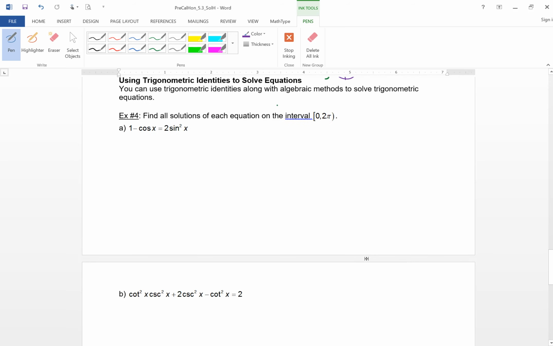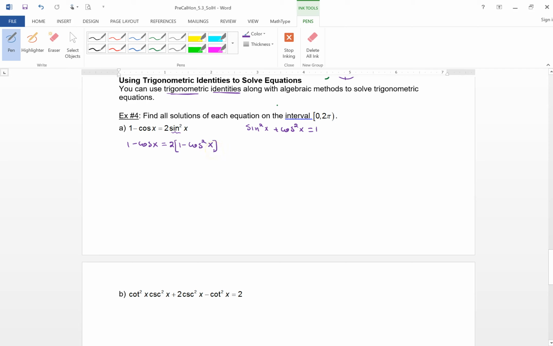Here are some more problems where we have to use trig identities to solve. Here I have a cosine and here I have a sine squared. But remember, with the Pythagorean identity, I can relate sine to cosine. So I leave this as is. I don't have an identity for 1 minus cosine. But here, the sine squared will change into 1 minus cosine squared x.